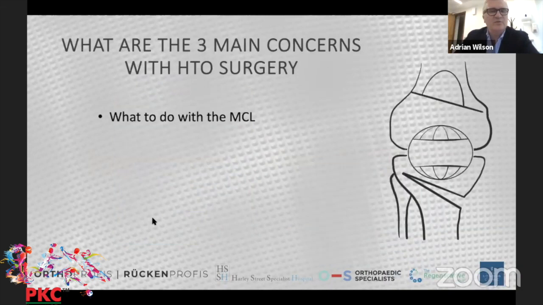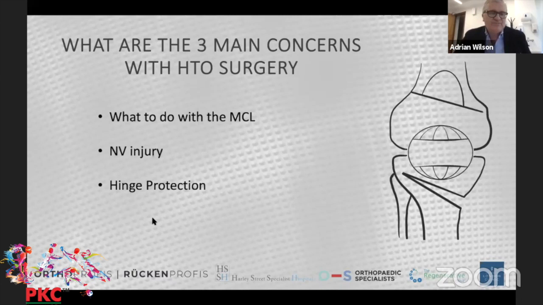So what are the three main concerns with HTO surgery? The first is, what the hell do I do with the MCL? I brushed over it a bit because I want to show you our new technique. The second concern is neurovascular injury. And even in experienced hands, we see reports of the vessels being damaged in the UK and abroad. Whenever you do a big meeting, you say, hands up, who's seen a neurovascular injury? There's always a fair show of hands. And this is something that everyone worries about. And it's something that we think we've nailed with our new technique. And then how can we protect the hinge? And I'm going to talk to you about our new concept, the hinge screw.